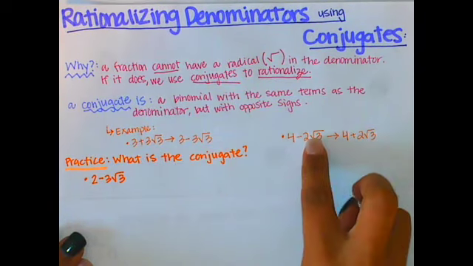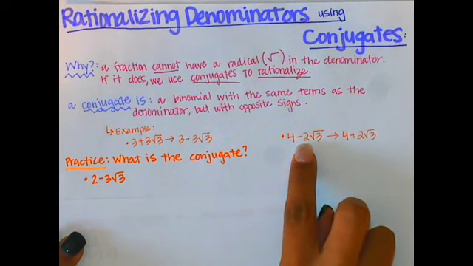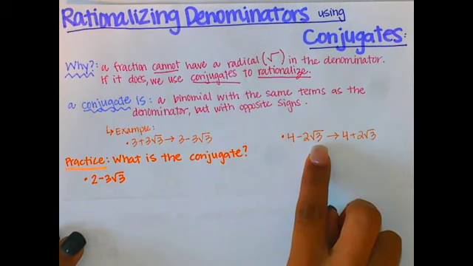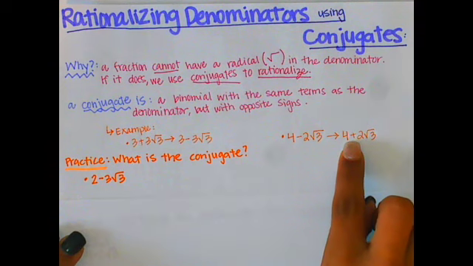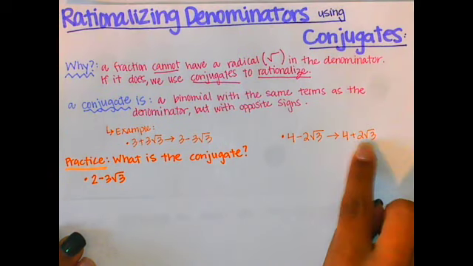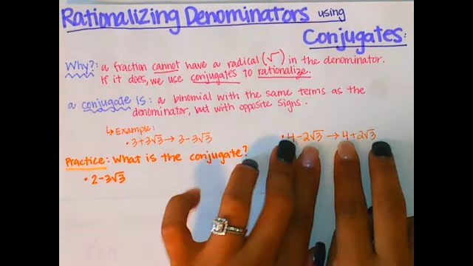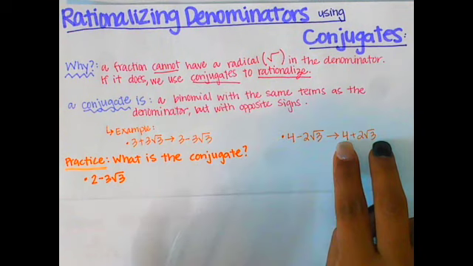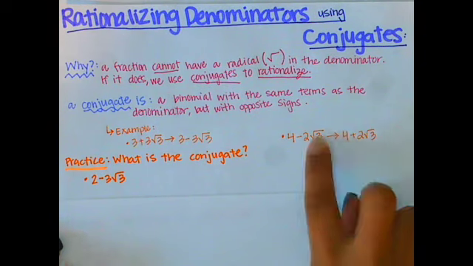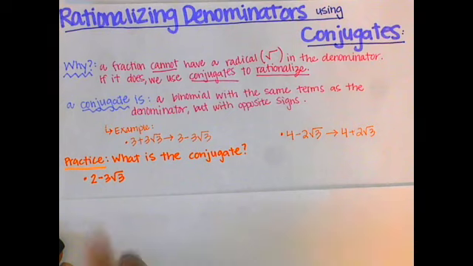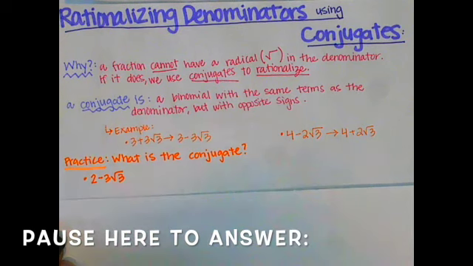So here's another example. We have 4 minus 2 square root of 3. The conjugate of that would be 4 plus 2 square root of 3. Again, you notice that the numbers are the same. The only thing that changes is the sign, the operation between them. So here's a practice problem for you. What is the conjugate of 2 minus 3 radical 3?